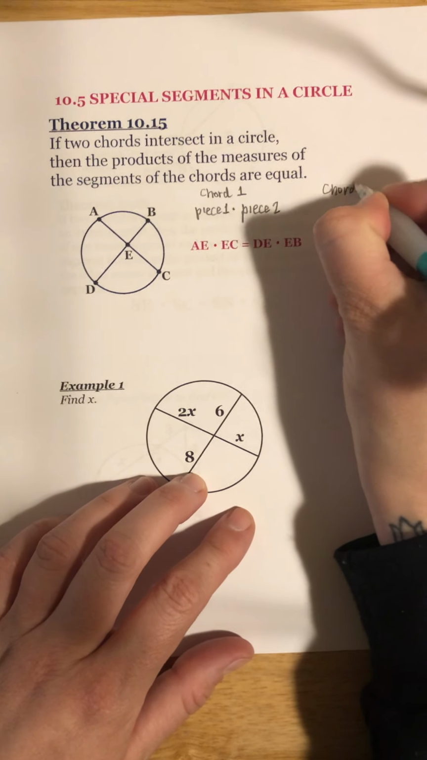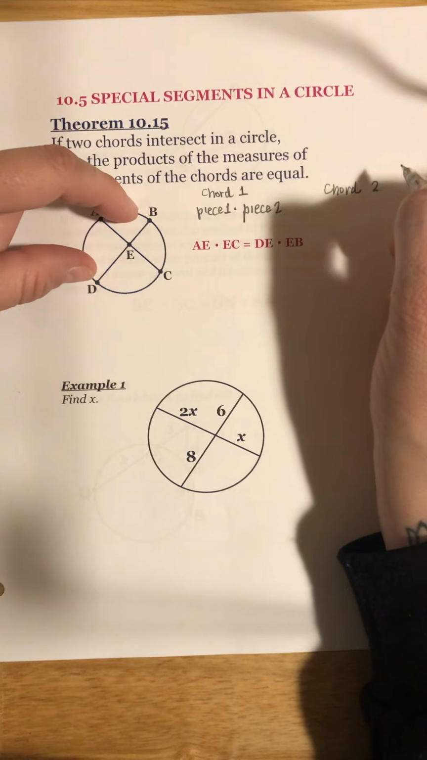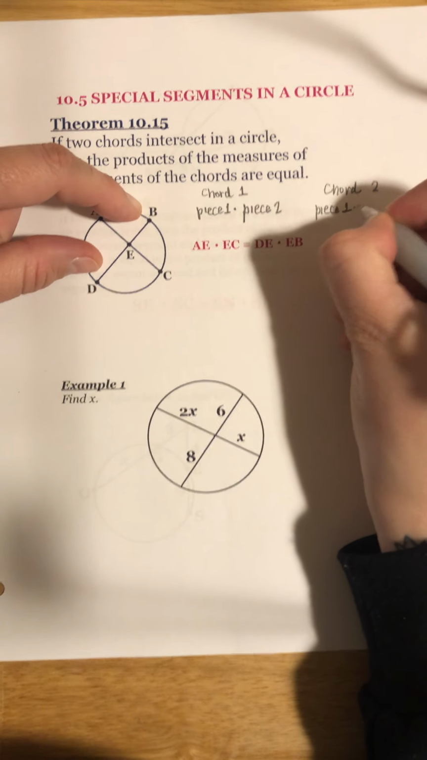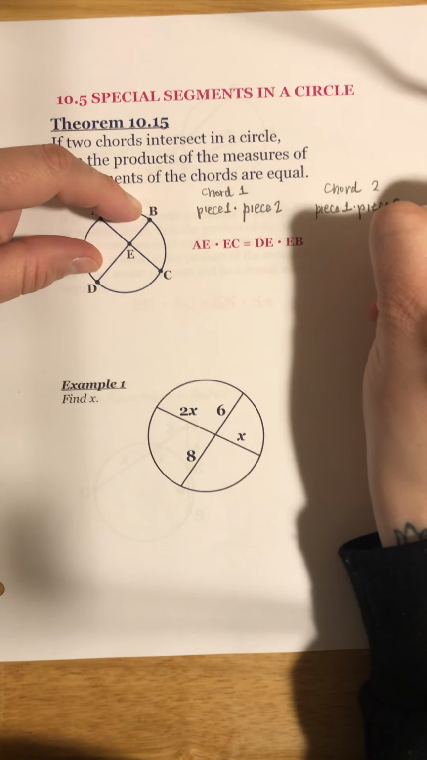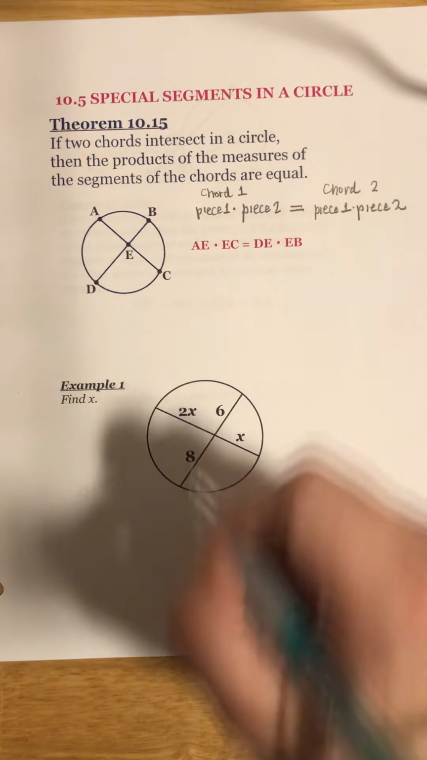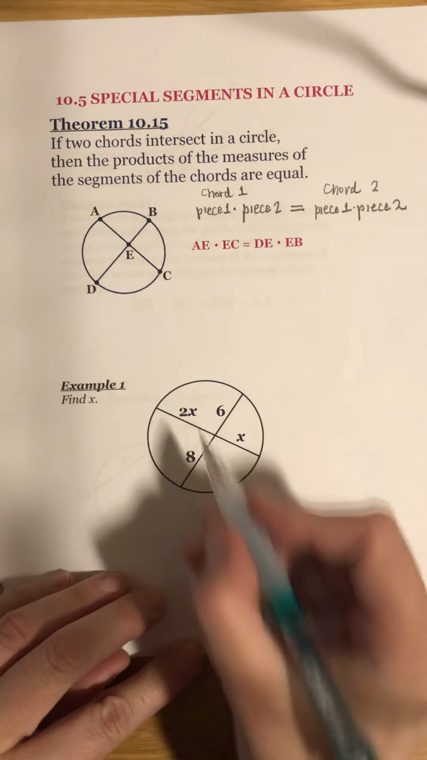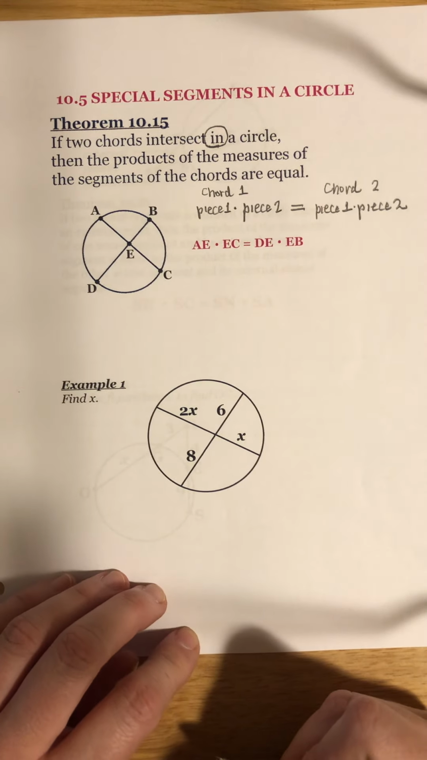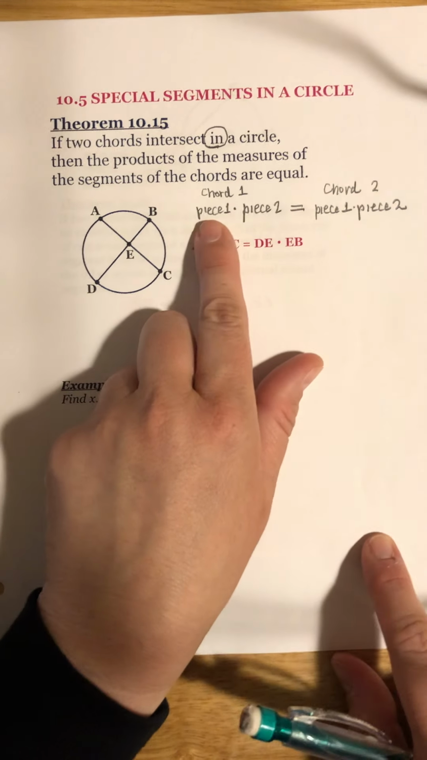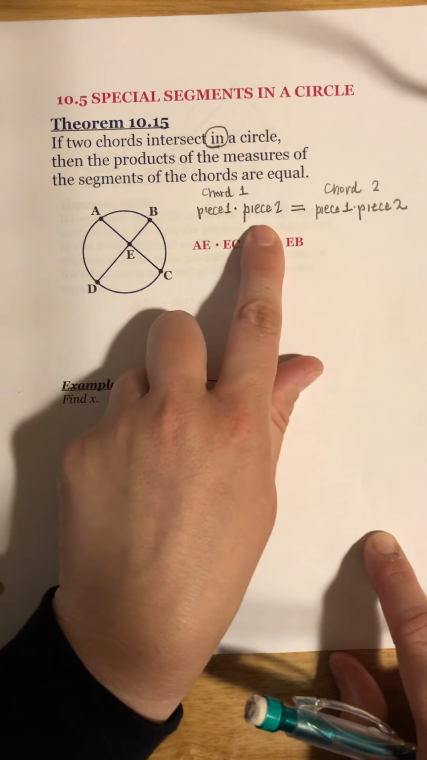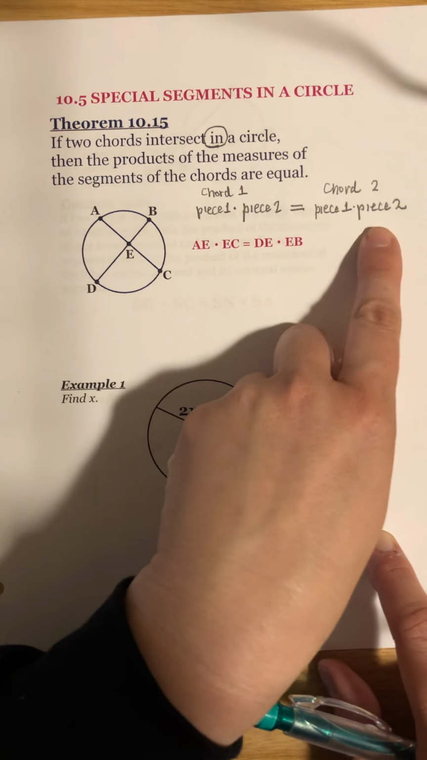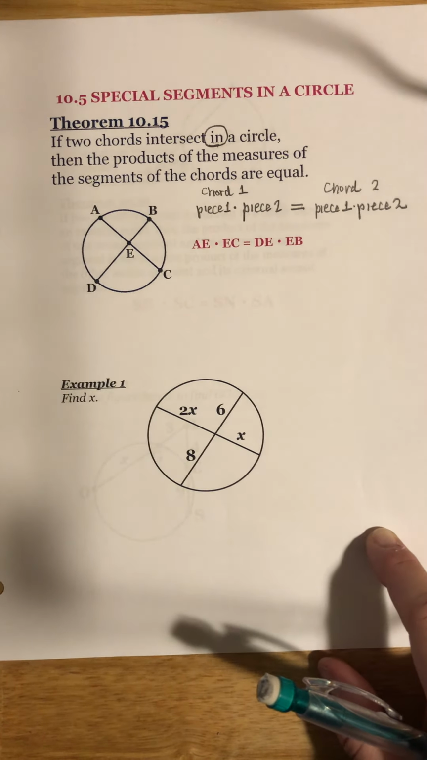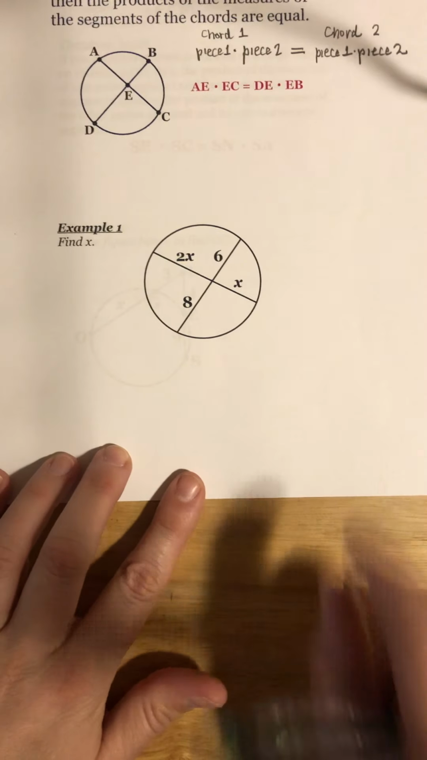Then we have another chord. And guess what? It is also broken up into, you guessed it, two pieces. Piece number 1 and piece number 2, and we're going to multiply them together. And those two products are equal. So when two chords intersect in a circle, and I'm circling that word because it's important, all you have to do is multiply the two pieces of one chord together and set it equal to the product of the two pieces of the other chord. So piece 1 times piece 2 equals piece 1 times piece 2. Pretty easy.